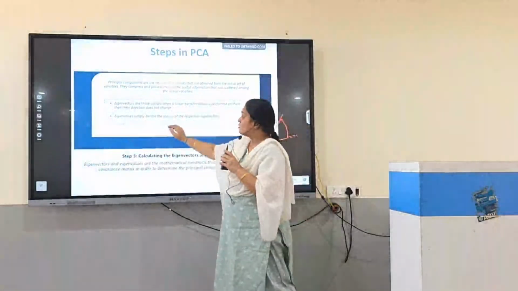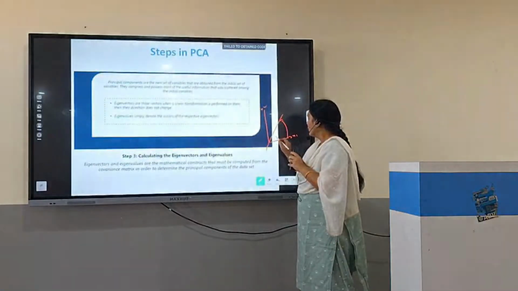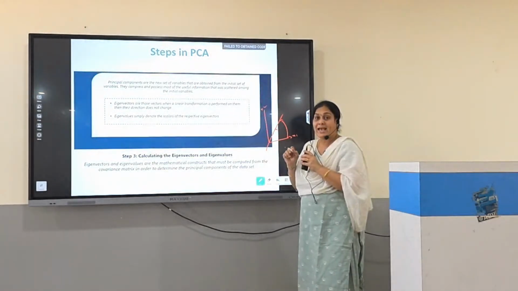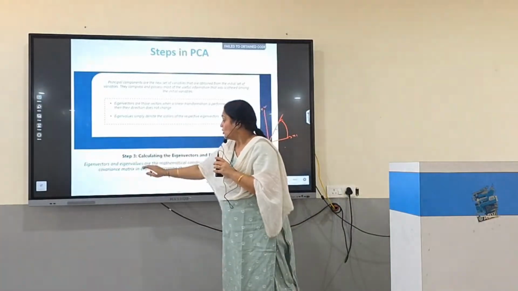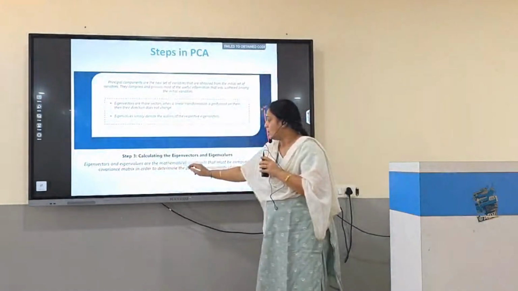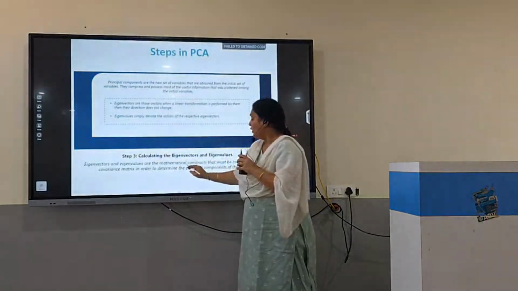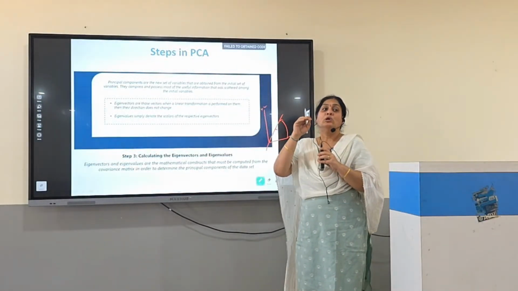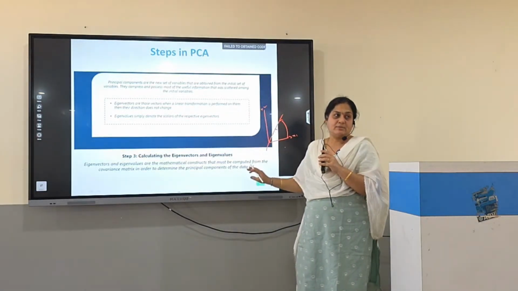And eigenvalues simply denote the scalars. Scalars means how much is the difference? How much is the distance between the values to the axis? That is denoted by the eigenvalues. So eigenvectors and eigenvalues are mathematical constructs that must be computed from the covariance matrix in order to determine the principal components. From the covariance matrix, you are going to calculate the eigenvalues and eigenvectors.